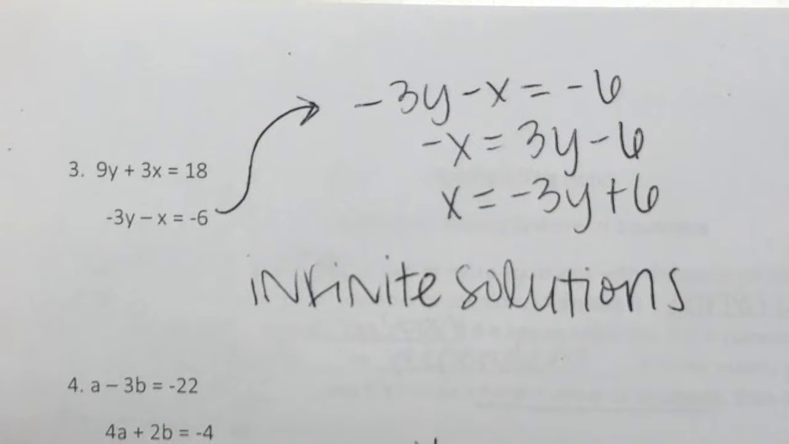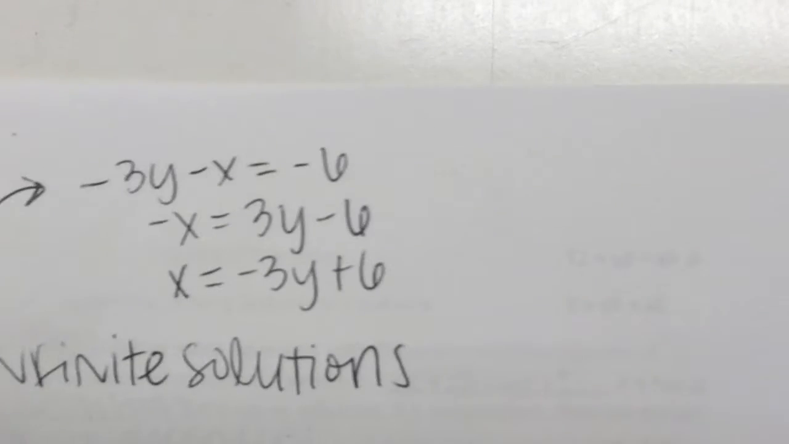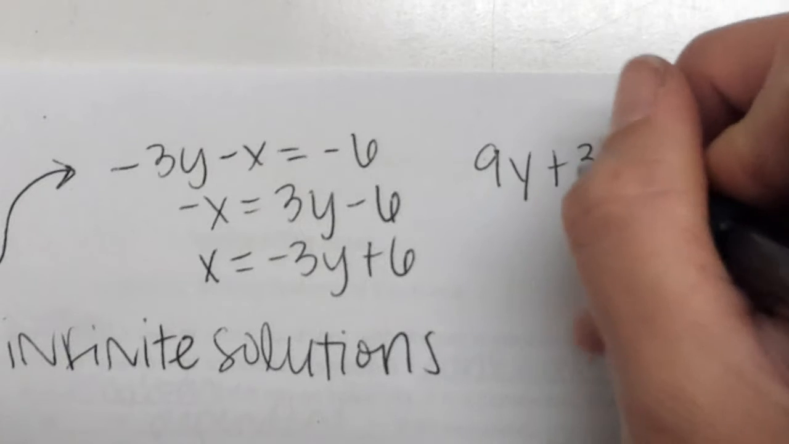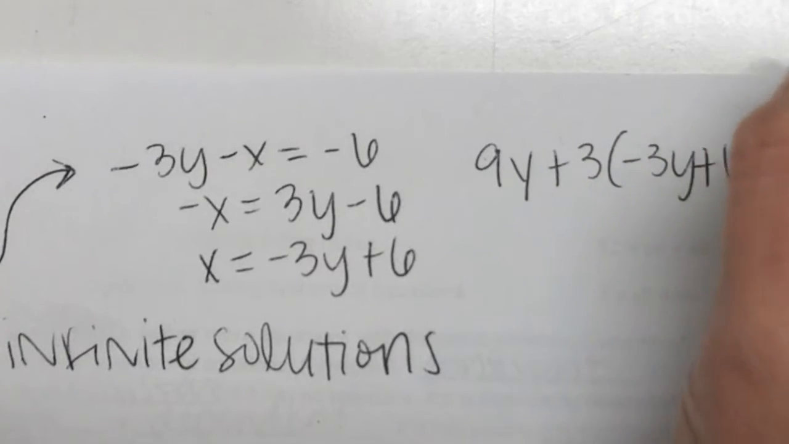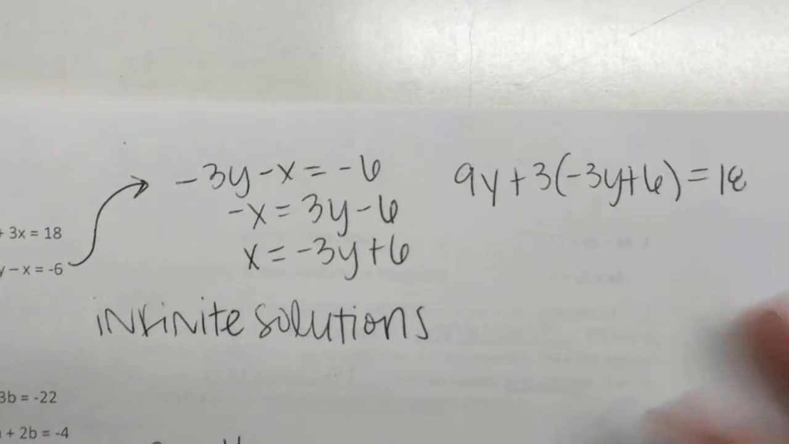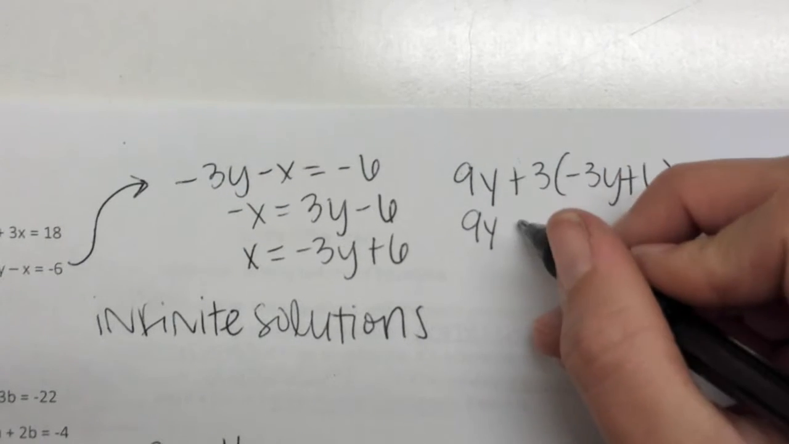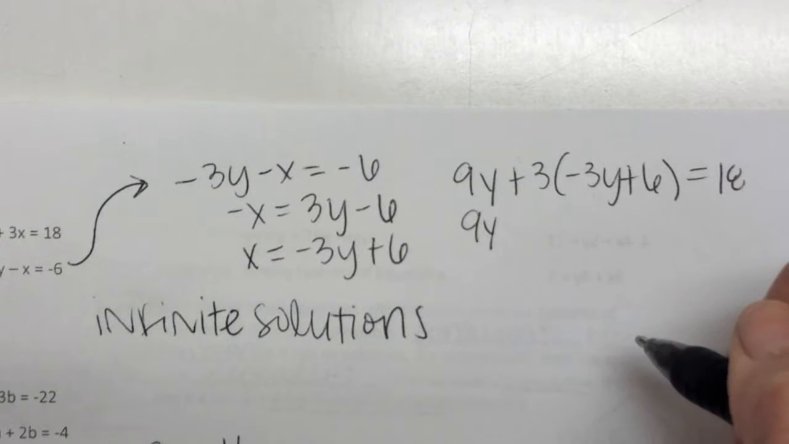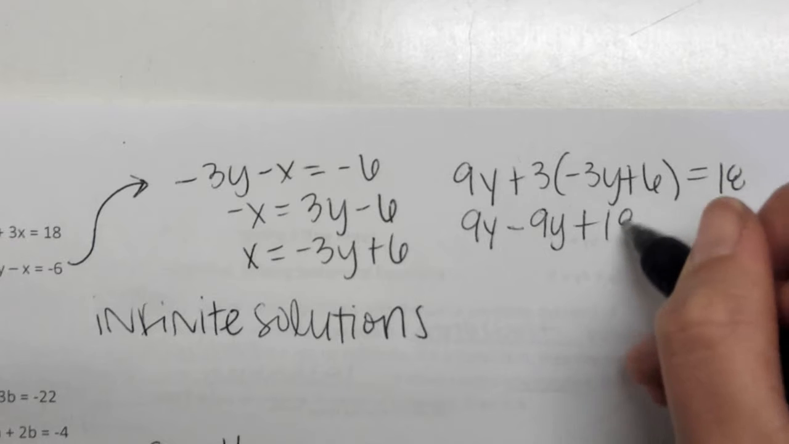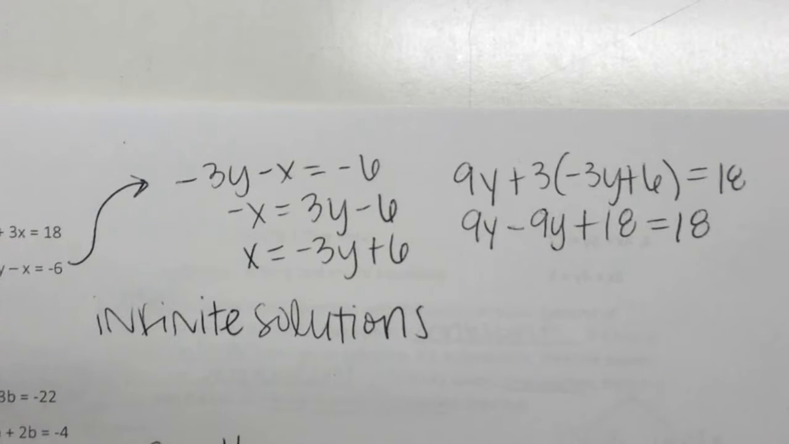Okay. Did everybody get at least that part? Okay. And then we plug it into the other one. So let me set it up and then you can help me solve it. So 9y plus 3 times negative 3y plus 6 equals 18. Alright, what do we do from here? I distributed the 3. That makes 9y minus 9y minus 9y plus 18. Okay, so then what? And then I combine my terms. Okay. So what happens? And so it's 18 equals 18.